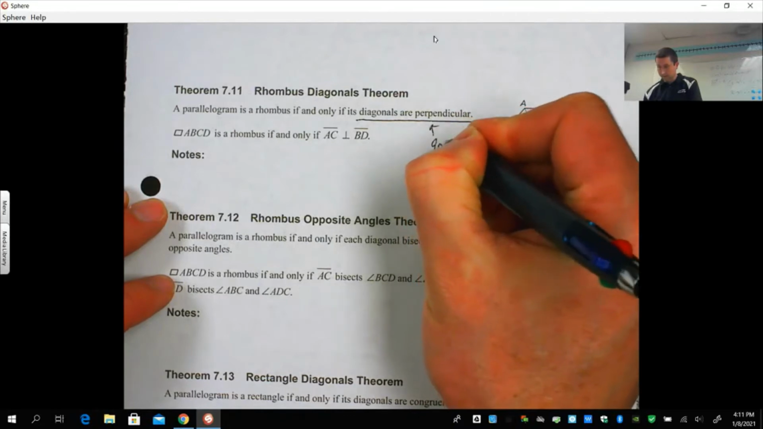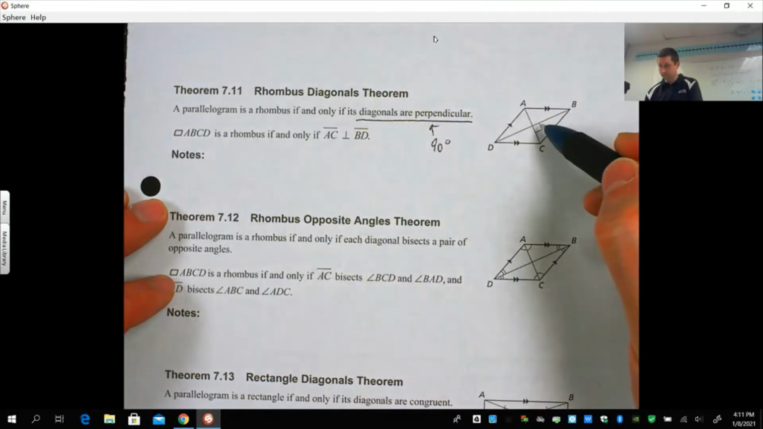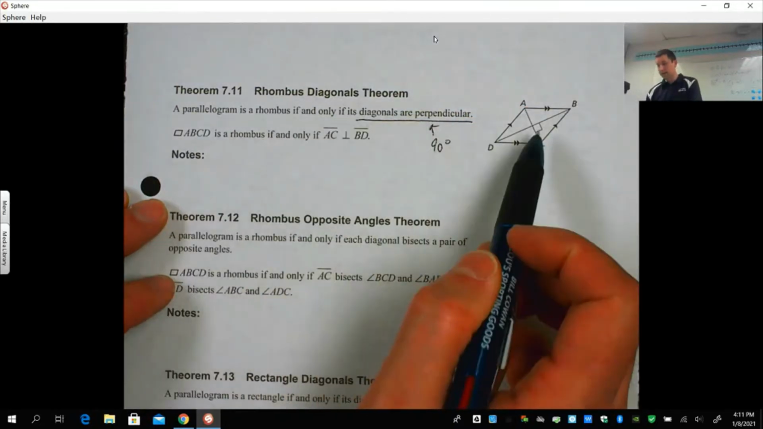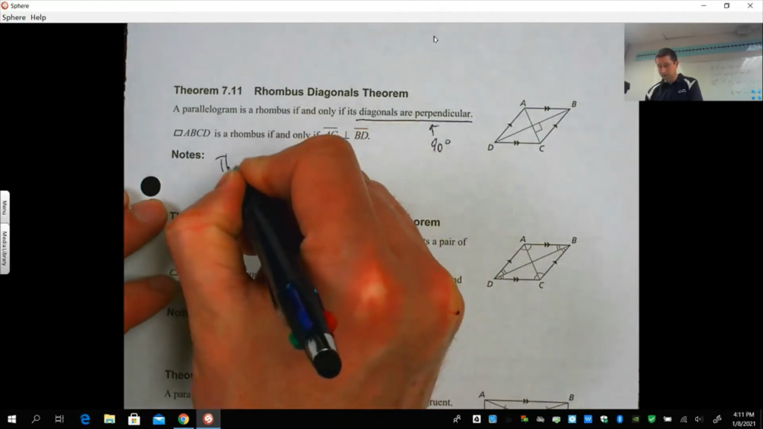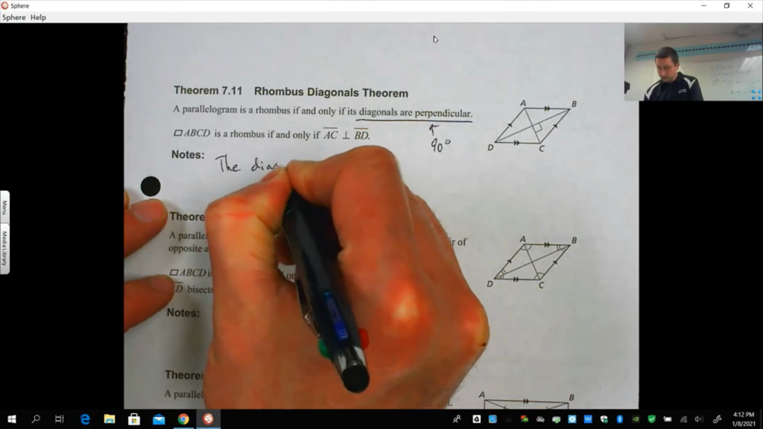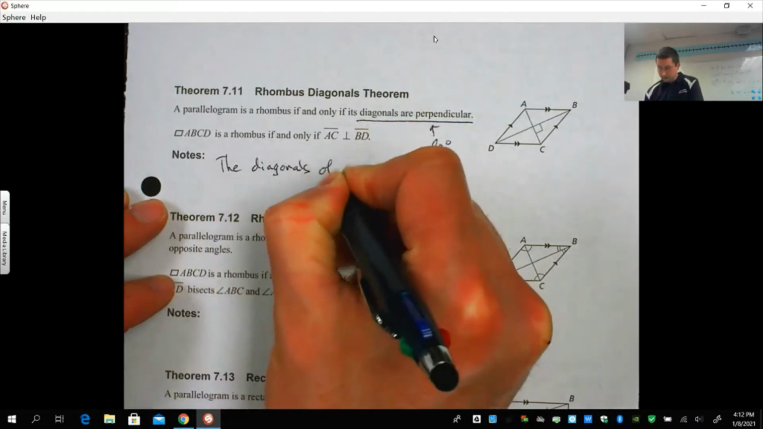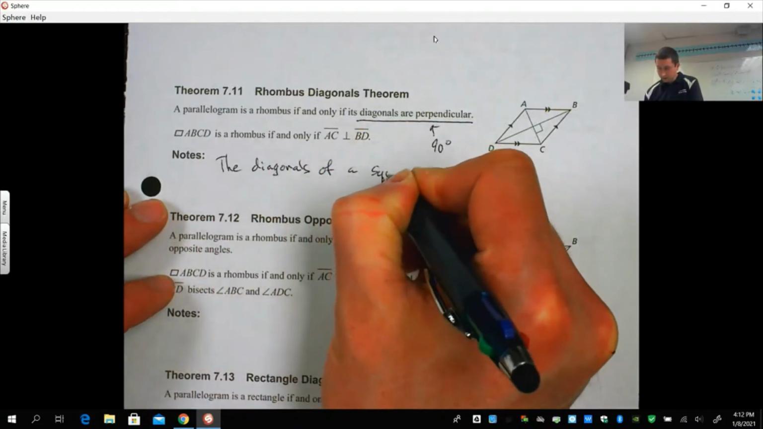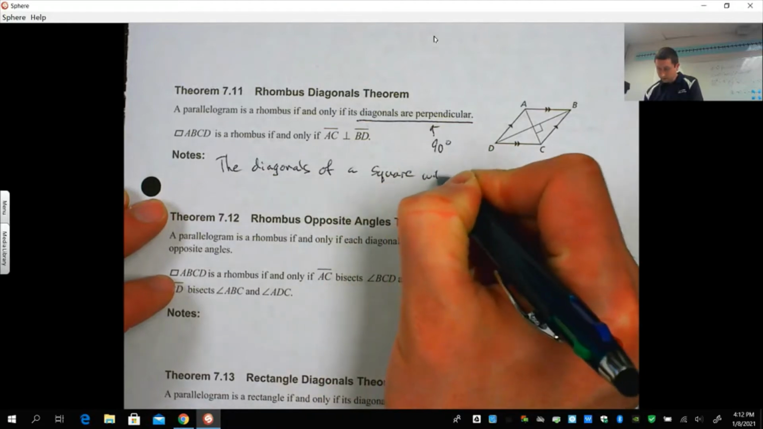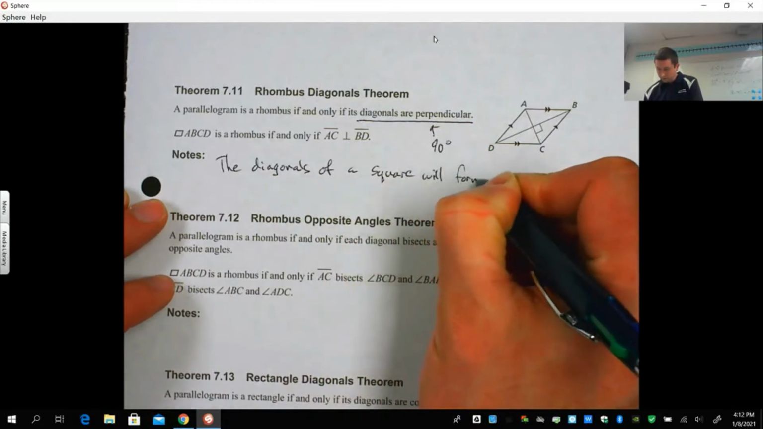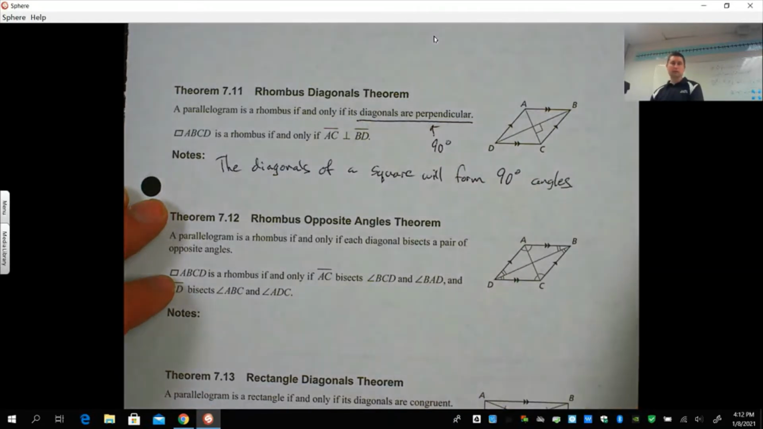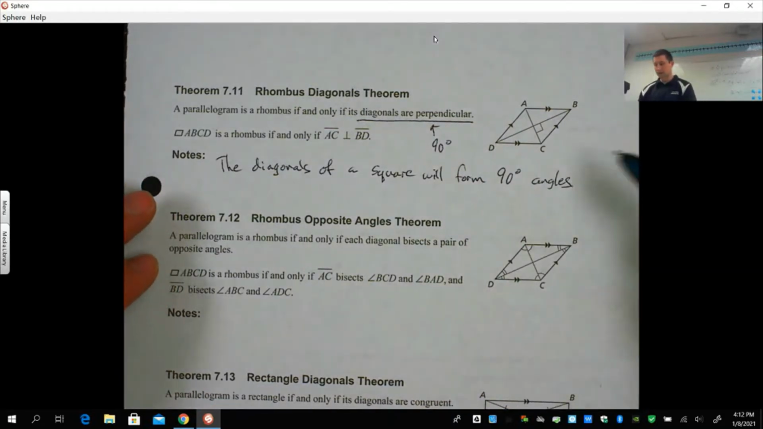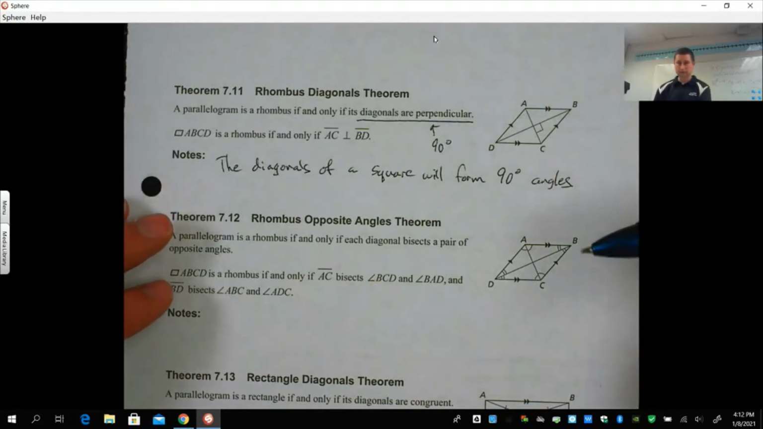Remember, it means they form a 90-degree angle. So if the diagonals of a rhombus are going to form 90-degree angles, we can also say the diagonals of a square will form 90-degree angles. So they will be perpendicular as well. The diagonals of a square, since it applies to rhombuses, it's going to apply to squares.